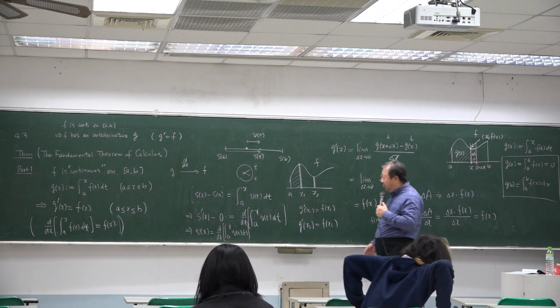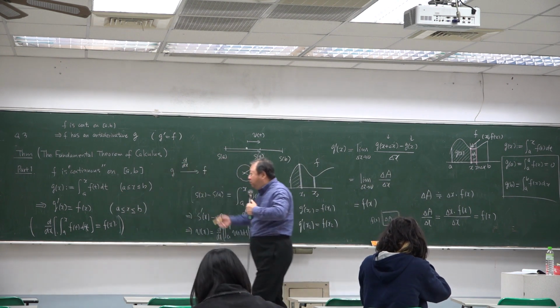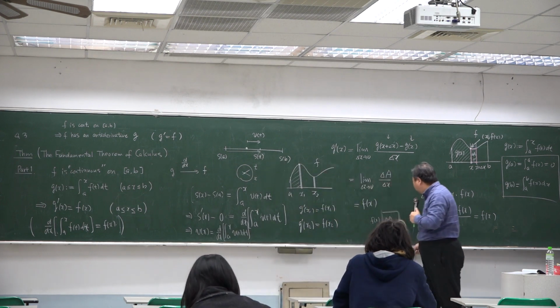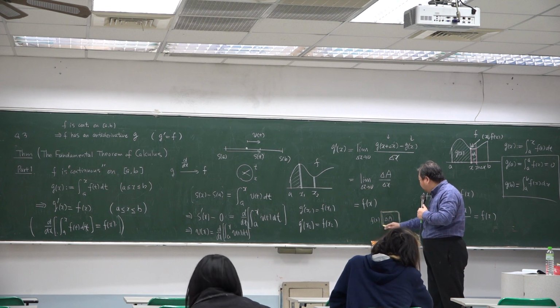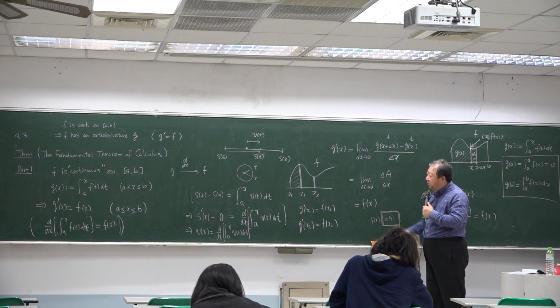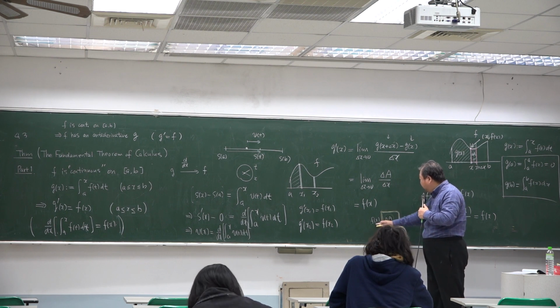So amazing. The spirit of this one is what you have learned from elementary school. Delta A is base times height. The fundamental theorem of calculus means area divided by base equals height.